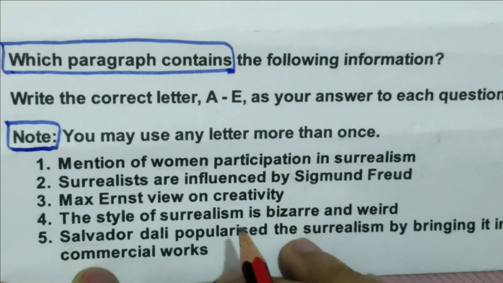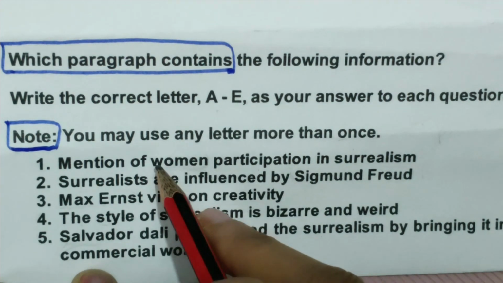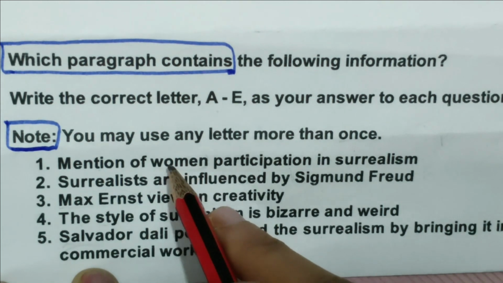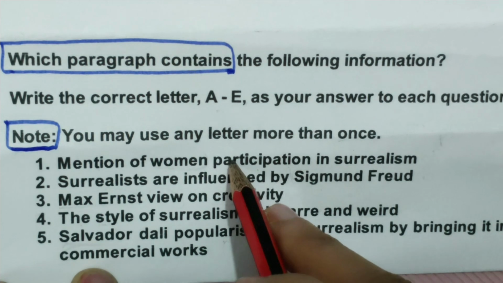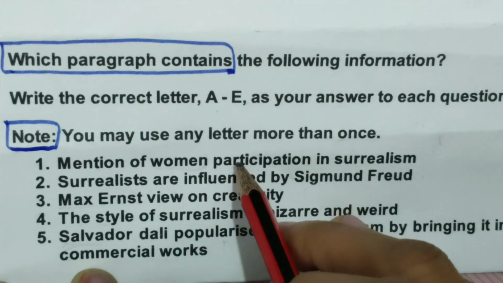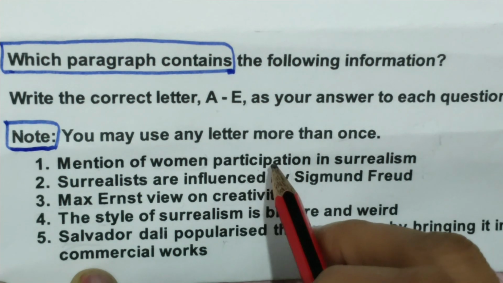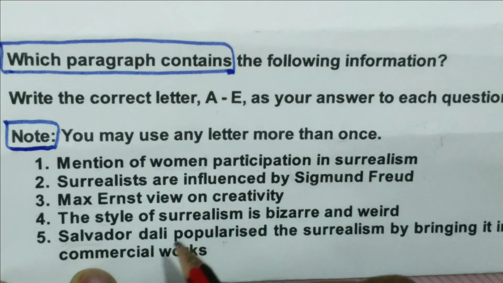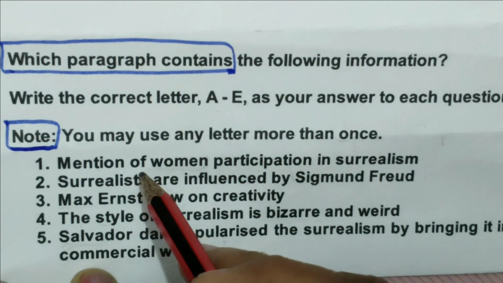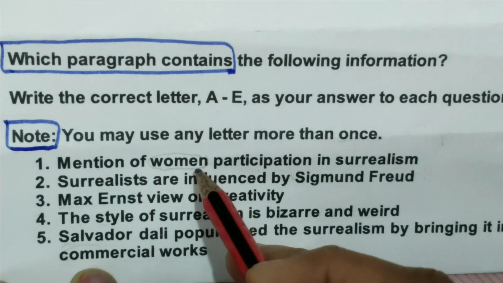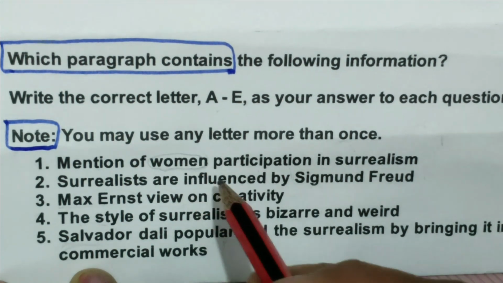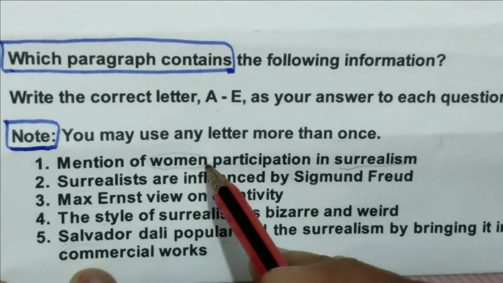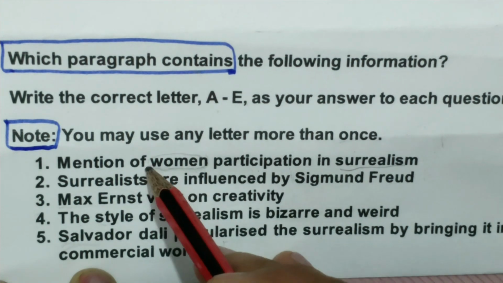So let's read one by one. Before going to the paragraphs we have to read and understand the questions and the keywords. We will read it all in one go, then go to the paragraphs and come back to match the keywords as well as some meanings. In the first one, mention of woman, so woman is a keyword; instead of woman they can use female also. Participation in surrealism, so women's participation may be there in any paragraph. This is the keyword.